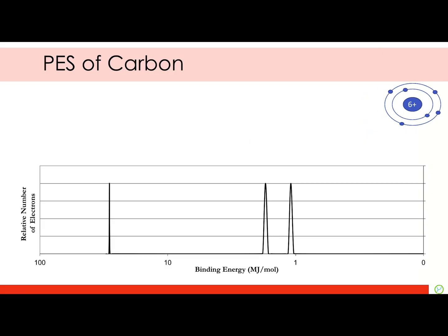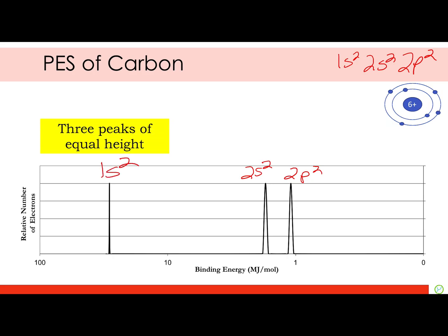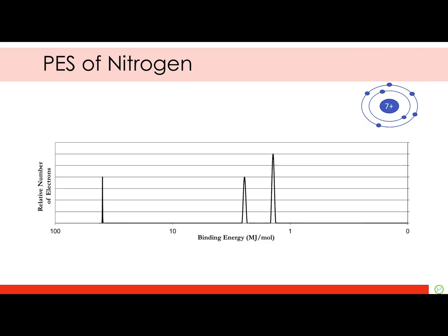Okay, this is our photoelectron spectrum of carbon. Carbon is a 1s2, a 2s2, a 2p2. Notice all of our peaks are the same height, and so they all represent 2 electrons. And by this point, I hope you can tell me that these would be my 2p2 electrons, my 2s2 electrons, and my 1s2 electrons. 3 peaks of equal height, right?